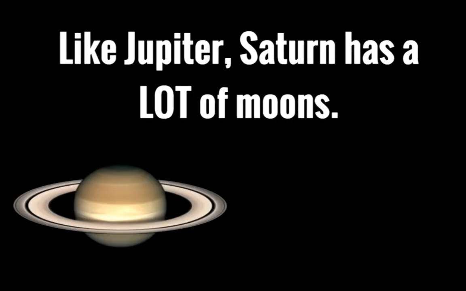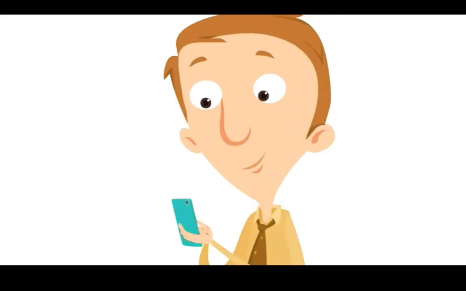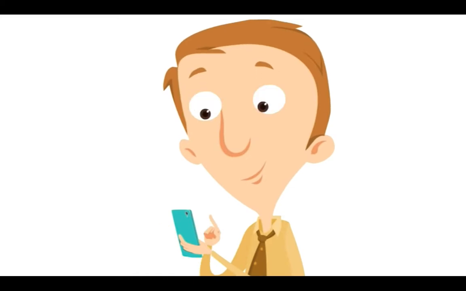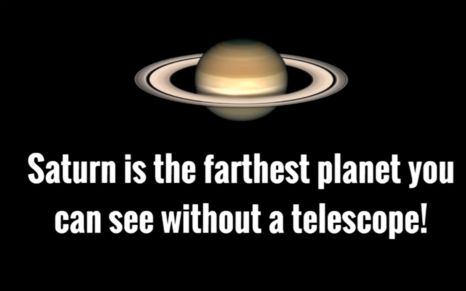Like Jupiter, Saturn has a lot of moons. Saturn has 62 moons. Wow, tons and tons of moons. What's up with Jupiter and Saturn, right? And this is pretty awesome. Saturn is the farthest planet you can see without a telescope. That's right, you can see Saturn with your own eyes without a telescope.